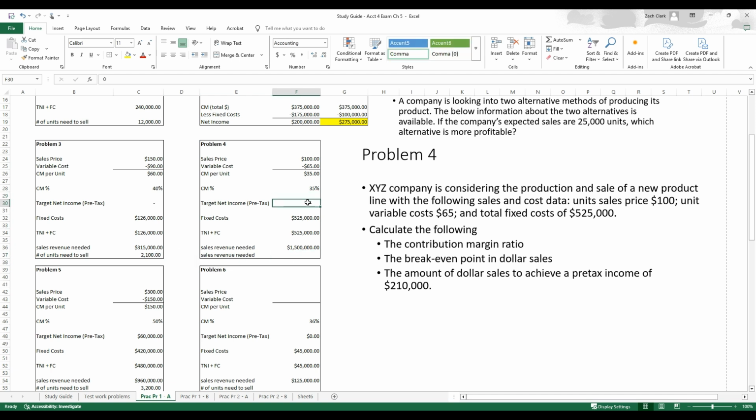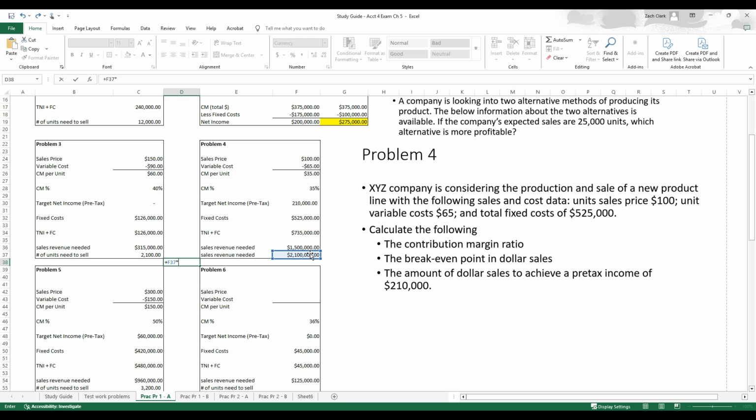But now if we want to achieve a pre-tax net income of $210,000, that's our targeted net income, we basically take the same formula, similar to what we did in problem 1, but instead of just using the fixed costs, we take the fixed cost plus our targeted net income. That tells us we need 2.1 million in sales to net us $210,000 in net income, right?